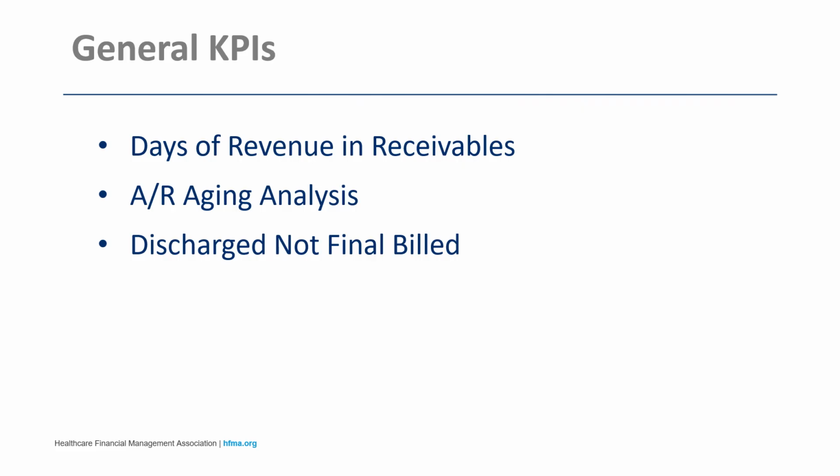The days of revenue in receivables is also known as AR days. This measure is widely used throughout the healthcare profession to measure how fast receivables are collected. AR aging analysis divides the accounts receivable into 30, 60, 90, 120 days and over categories based on the date of service or date of discharge.